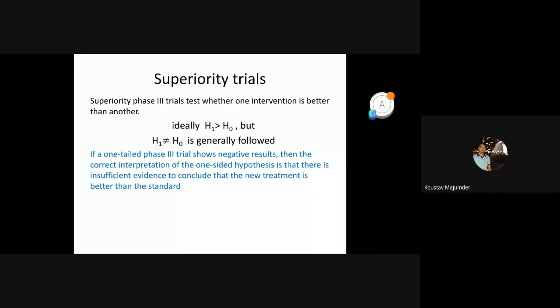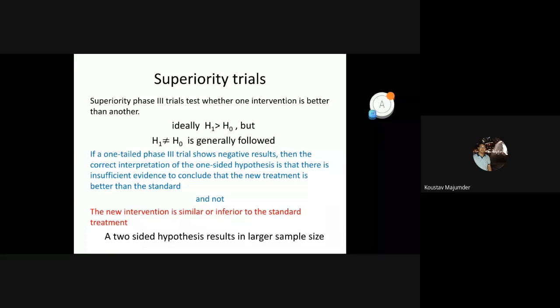That's why, though one should take H1 more than H0, that is, the alternative hypothesis mean is more than the null hypothesis, that is not generally followed. What is followed is H1 is not equal to H0. And we cannot conclude that the new intervention is similar or inferior to the standard if there is insufficient evidence. And we know that a two-sided hypothesis results in a larger sample size. So superiority, if it's a two-sided hypothesis, has a larger sample size.